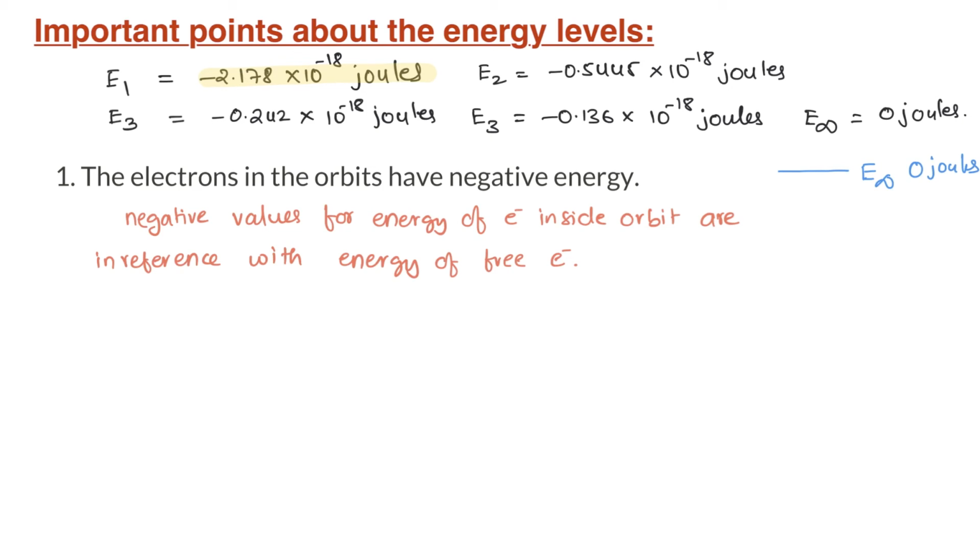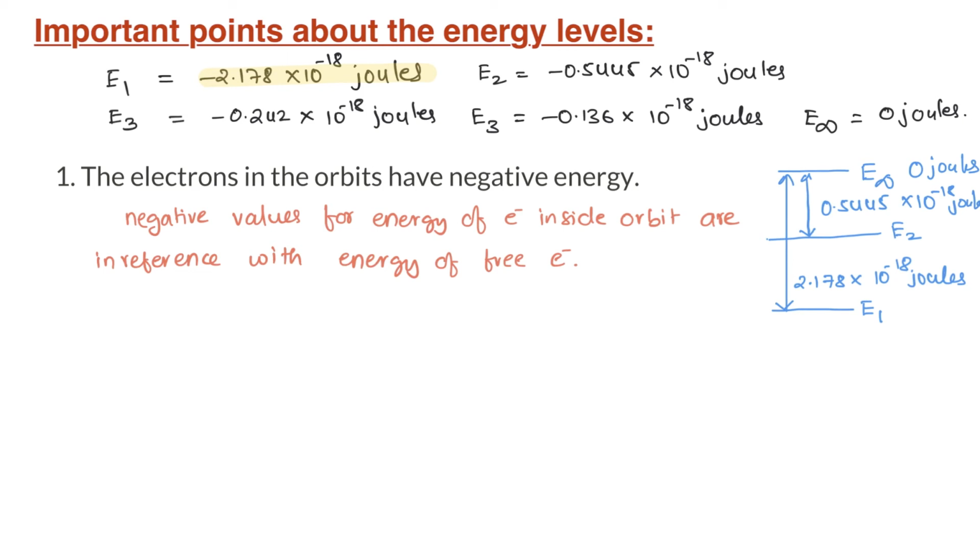And the energy values of an electron bound to a nucleus are calculated relative to the energy of a free electron. For example, an electron in orbit 1 has 2.178 times 10 to the minus 18 joules of energy lower than that of a free electron, and an electron in orbit 2 has 0.5445 times 10 to the minus 18 joules lower than that of a free electron.